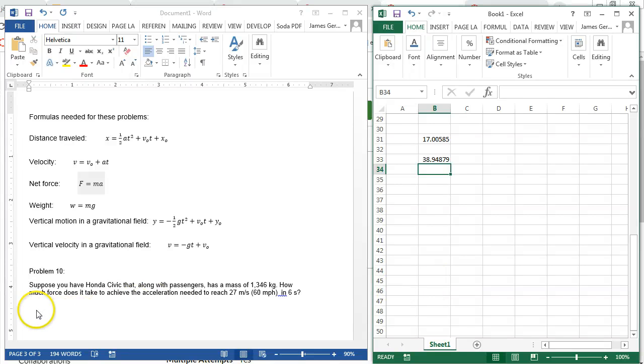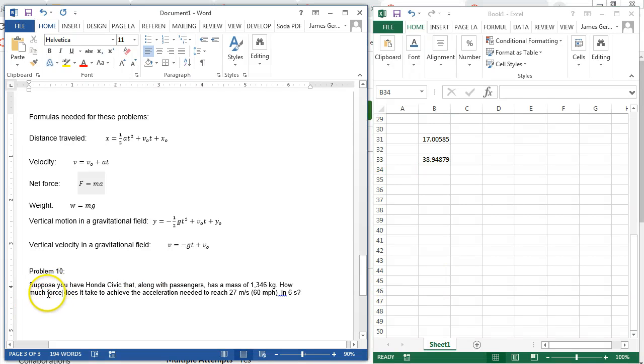Okay, so problem number 10. I found a typo in problem number 10 when I started doing this. I corrected it online. It's supposed to be force, and I just had 4 there. So problem number 10, we have a Honda Civic, 1346 kilos.